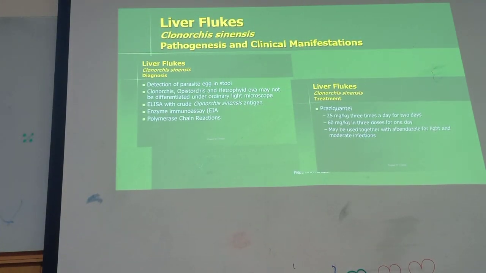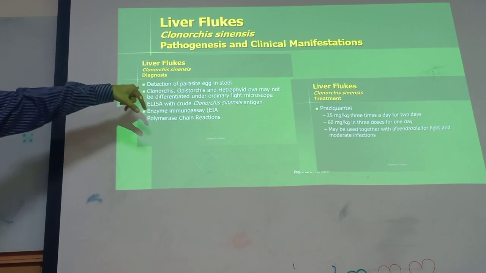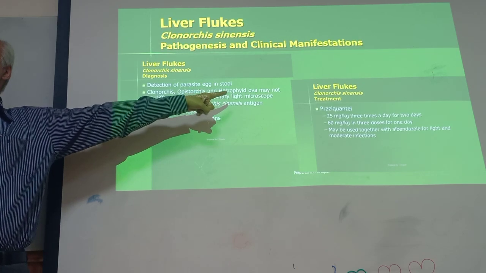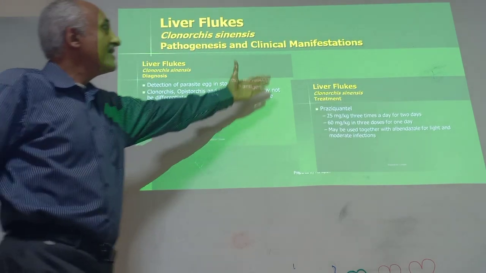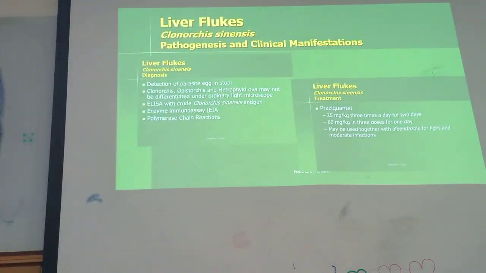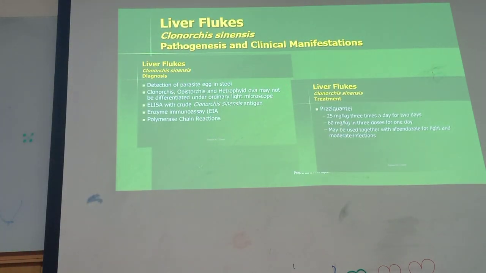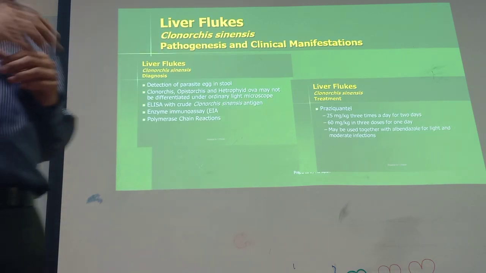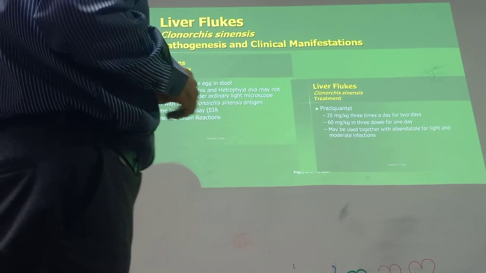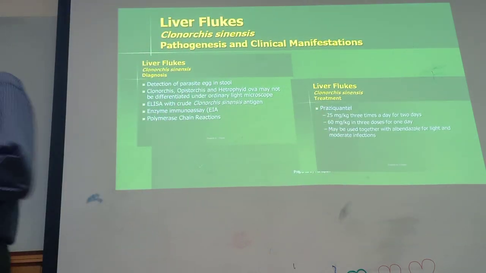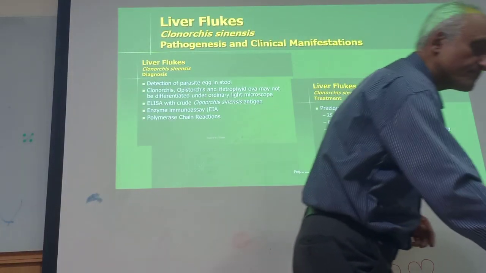Diagnosis is by detection of parasite eggs in stool, and immunoassay. For treatment, praziquantel is the best drug. I will give you these slides maybe tomorrow, or when you are in practical class. But the important point is that praziquantel is the drug of choice for Clonorchis sinensis.